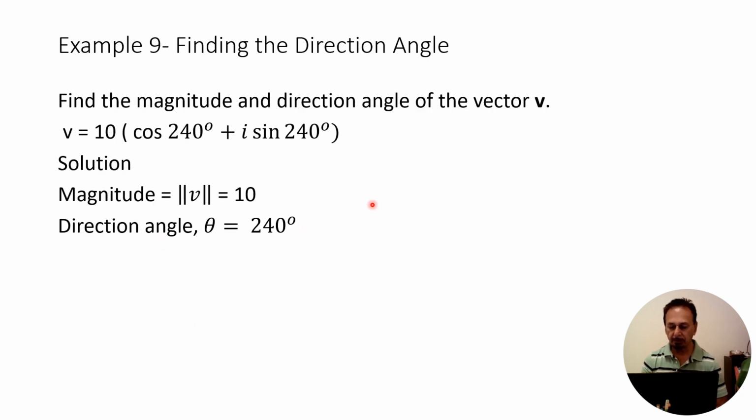So here is example 9. Find the magnitude and direction angle of the vector v = 10⟨cosine 240 degrees, sine 240 degrees⟩. So the angle is already given. 240 degrees is the direction angle, and that's the magnitude. So the magnitude of the vector is just 10.